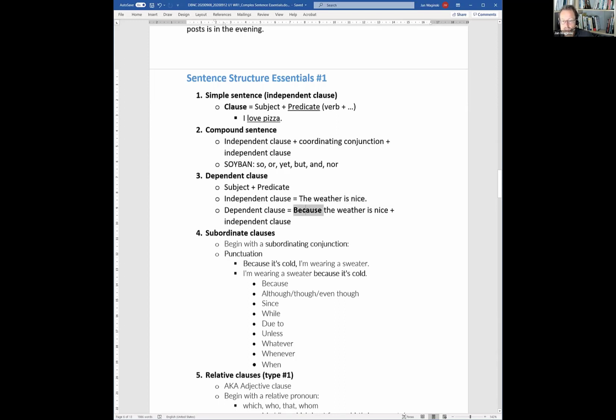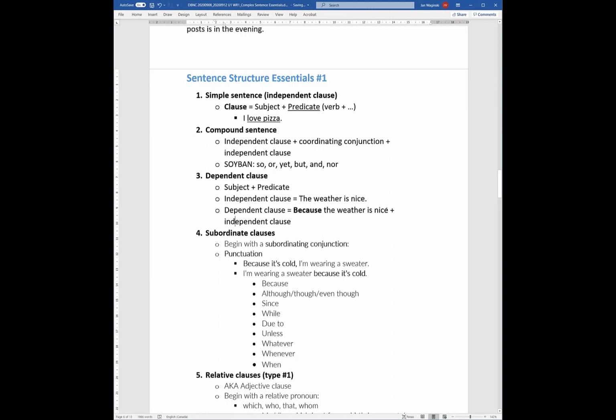But as soon as you put a word like because in front of the weather is nice, it stops being a sentence. If I say because the weather is nice, your brain is going, so what? What happens when the weather is nice? We don't know. So that's not a sentence. If you write because the weather is nice, I will write down SF, which means sentence fragment. So when you've got one of these dependent clauses, you also need an independent clause. Because the weather is nice, comma, we're going to the beach. Now you've got a complex sentence.